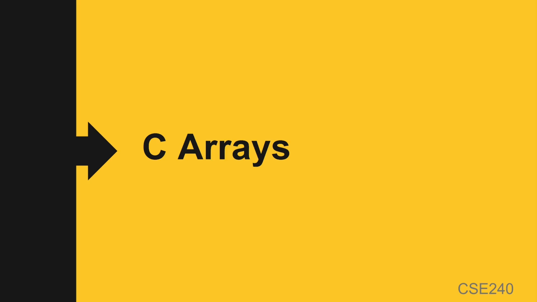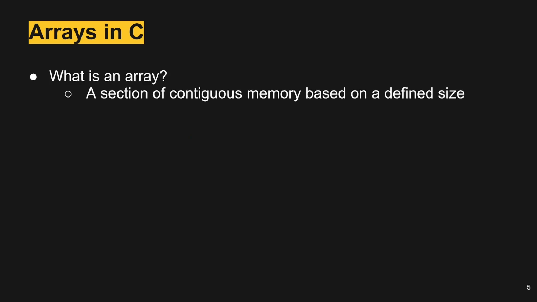Arrays in C aren't really that different than what you're used to with Java. So what is an array? It's basically just a section of memory that is allocated to store values. And we're able to use operators to access the memory because it's contiguous like that. It can be based on mathematical calculation.